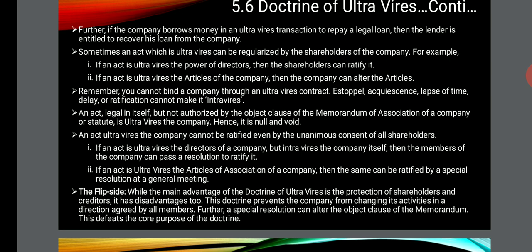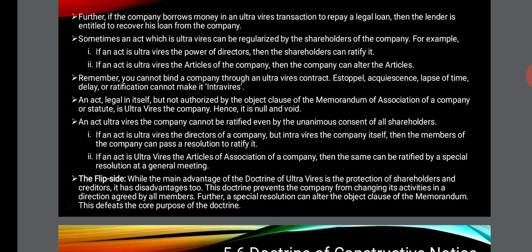An act ultra vires the company cannot be ratified even by the unanimous consent of all shareholders. If an act is ultra vires the directors of the company but intra vires the company itself, then the members of the company can pass a resolution to ratify it. If an act is ultra vires the articles of association of the company, then the same can be ratified by a special resolution at the general meeting.